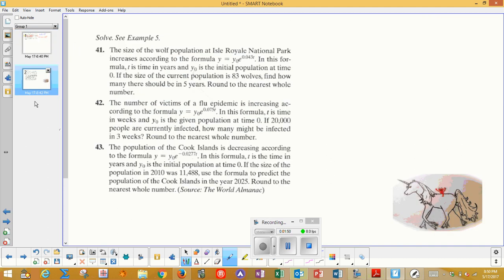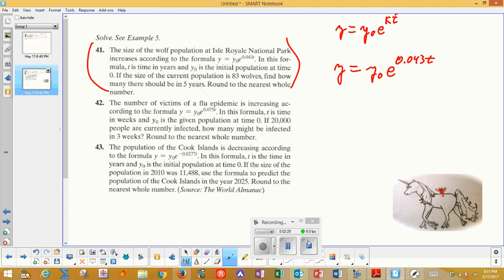Here's the second question. And I'm going to do number 41. And this time we have this formula that in general, you'll see this a lot, is y equals y sub 0 e to the kt. And it's a place where e occurs naturally. Natural log. So here, this 0.043t, this 0.043 is kind of like the interest in the other problem, but it's unique to this species and how it grows. So our general formula here is y equals y sub 0 e to the 0.043t.